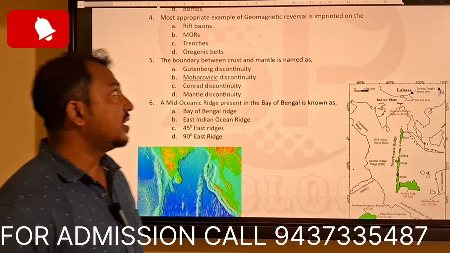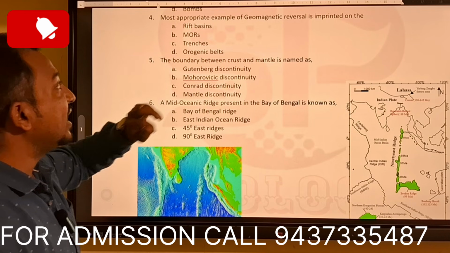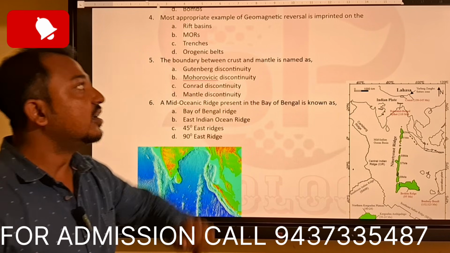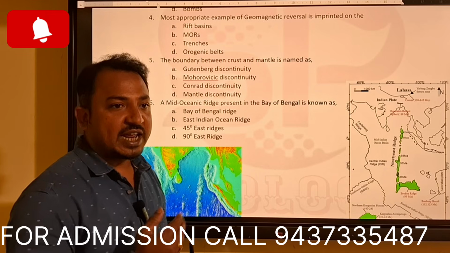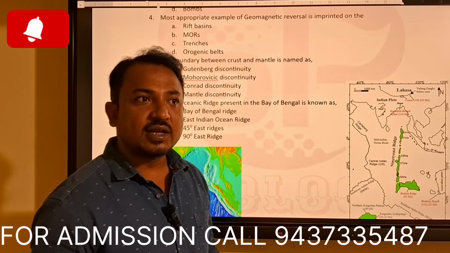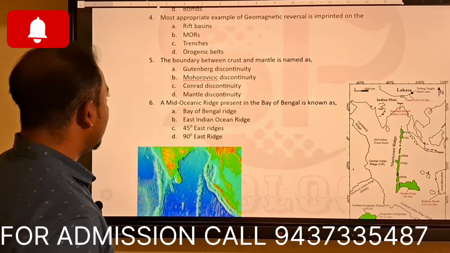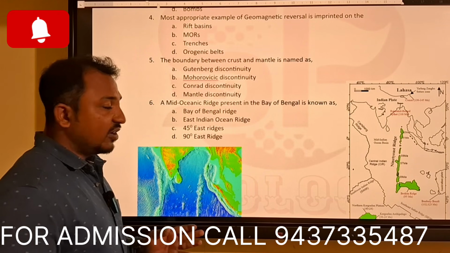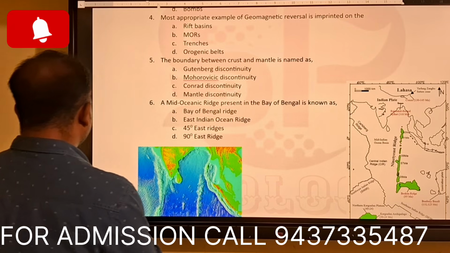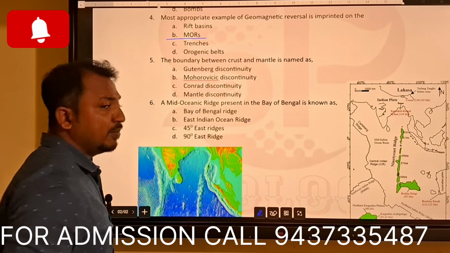Next we come to another question, which we have discussed in the previous question: the most appropriate example of geomagnetic reversal. In geomagnetic reversal, the magnetic polarity changes with time. That is best recorded at the mid-oceanic ridges. On both sides of the mid-oceanic ridge, symmetrically, you will get magnetic strips that preserve the polarity. So the answer will be mid-oceanic ridge.